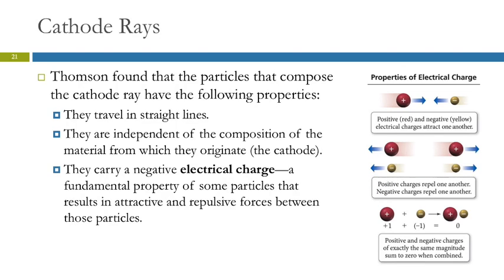Just like if you take two magnets, you put them together one way, they stick together. You turn one of them around, so you've got north pole to north pole, and you can't push them together because they're going to repel each other. So that's what electrical charge does. So these particles had a negative electrical charge, and that's why they went from the negative end of this tube to the positive end. They were repelled by that negative electrode, and they were attracted to the positive electrode.